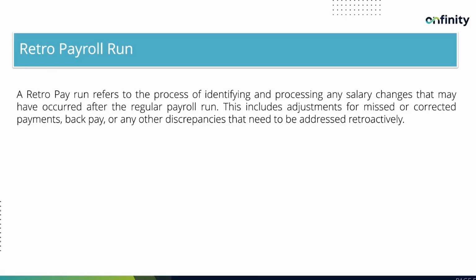A retro pay run is the process of finding and processing any salary changes that happened after the standard payroll run for a previous period was completed. This includes making adjustments for payments that were missed or incorrect, calculating back pay, or addressing any other discrepancies that need to be corrected for a past period.